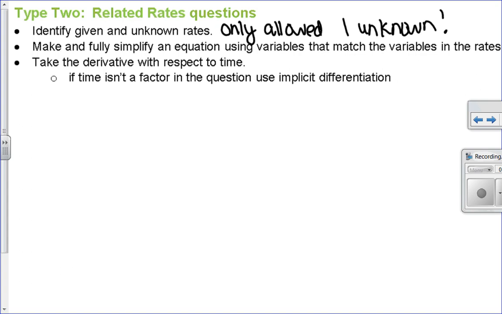Once you've done that, make and fully simplify an equation using only variables that match variables in the rates. So for example, if I give you the rate of change of radius with respect to time, you need to know what the radius is. Once you have that equation in place, I want you to take the derivative with respect to time. If time isn't given, use implicit differentiation. So I have two questions to illustrate this concept. Let's get going with the first one.